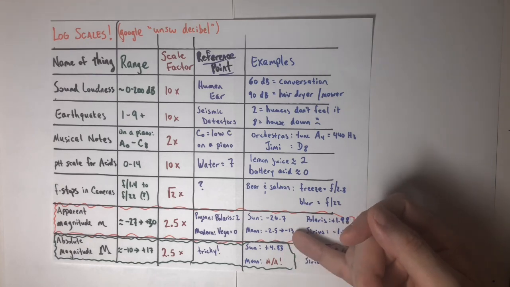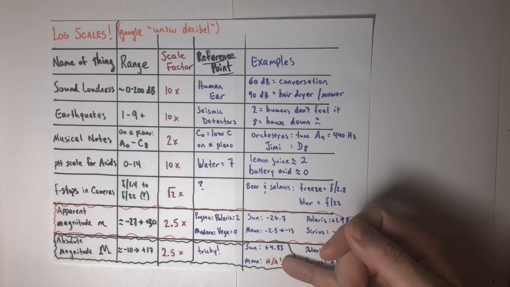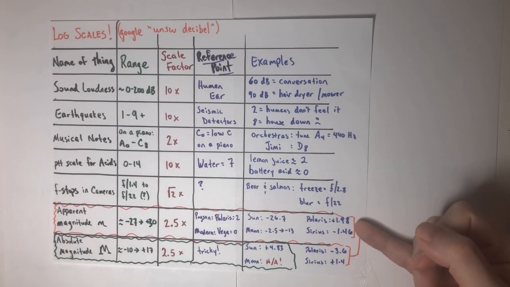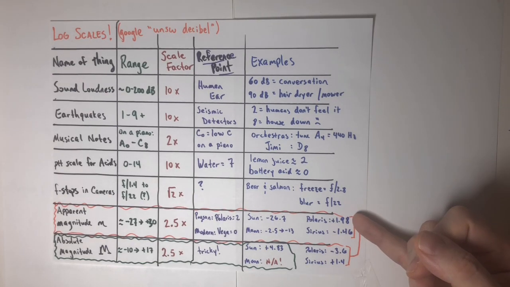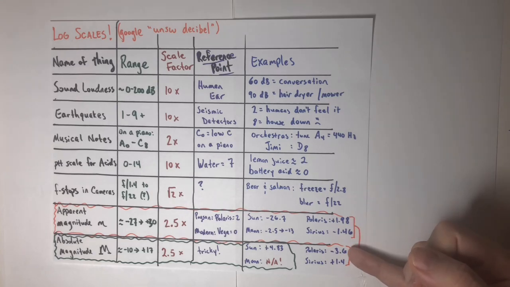Notice that the moon doesn't have an absolute magnitude, and that's because the moon is not a luminous object. It's not producing light on its own. It's only reflecting light. The last two examples that I've written here I think are kind of interesting, because Polaris has a magnitude of 2, meaning that it's not a terribly bright star. However, its absolute magnitude is -3.6, which means it's very luminous. In other words, if Polaris were closer to us, it'd be a lot brighter in the sky.